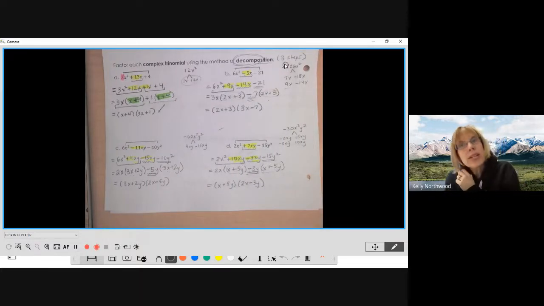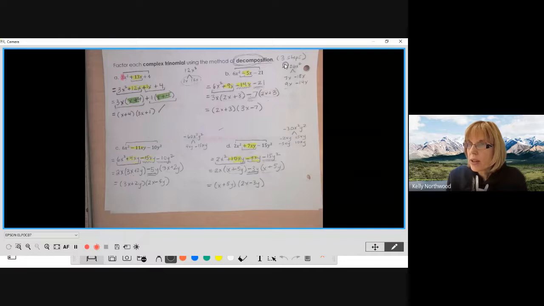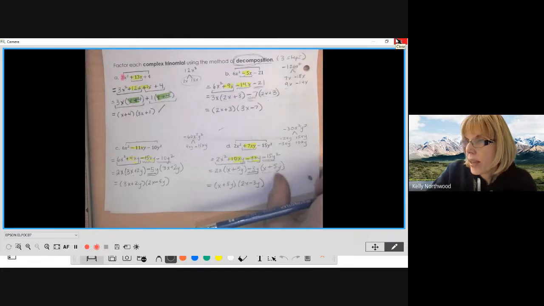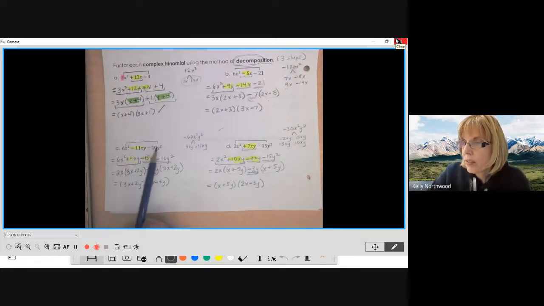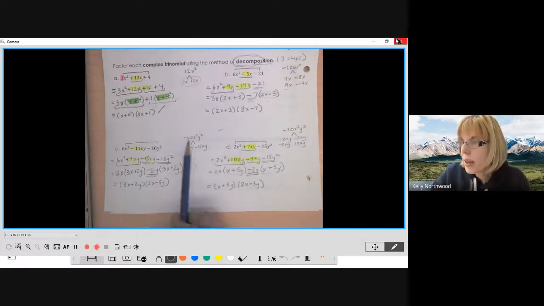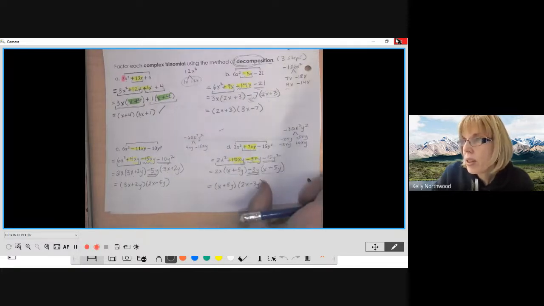So decomposition is definitely harder than a simple trinomial because it takes 3 steps to work it out. And it's a mixture of trinomial factoring and common factoring. And usually because you have to multiply the first term and the last term, the numbers you're dealing with are bigger. But if you just take your time, you can figure it out.